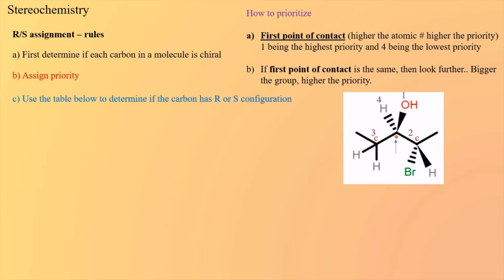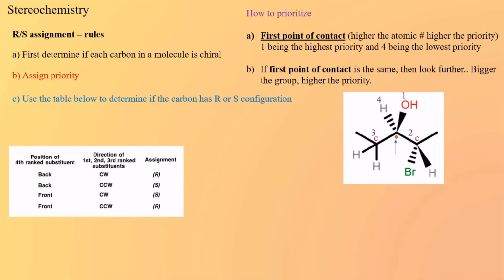Now, using this table, it's premeditated. So if you connect 1, 2, 3, it's a clockwise rotation, right? So it's clockwise, CW. And where is the 4th rank substituent? It's in the back. So clockwise and the 4th rank substituent is in the back. So the assignment for that carbon is an R. It is just that simple.